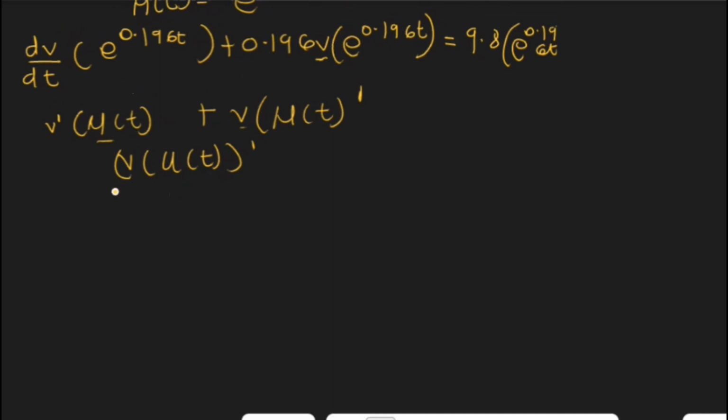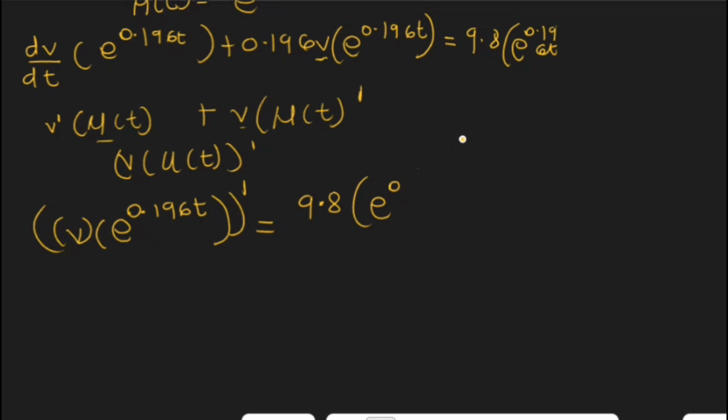So now from this point we move straight to v multiplying the integrating factor. So see it all here. You have our v here, and it will multiply the integrating factor e to the power 0.196t, and all this will be raised to the power prime from our rule derived here. So this will be equal to what you have on the right side, 9.8 multiplying e to the power 0.196t.